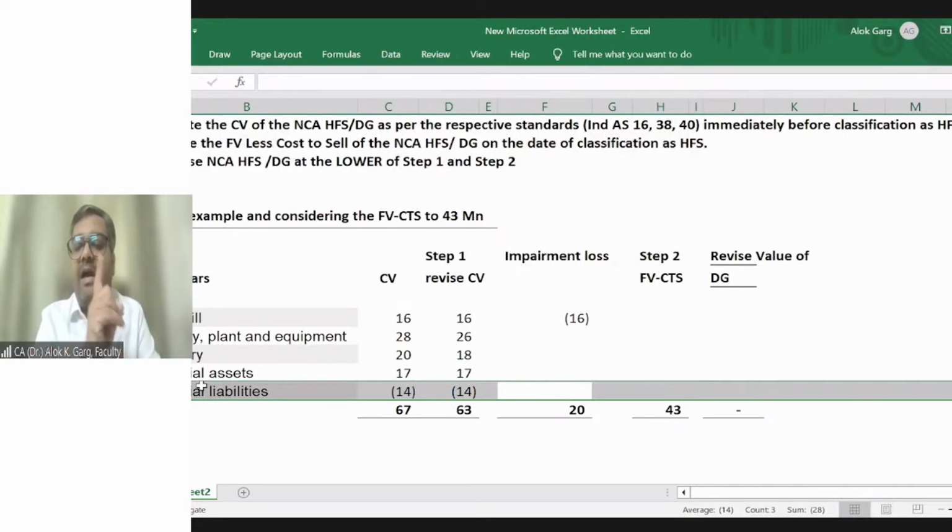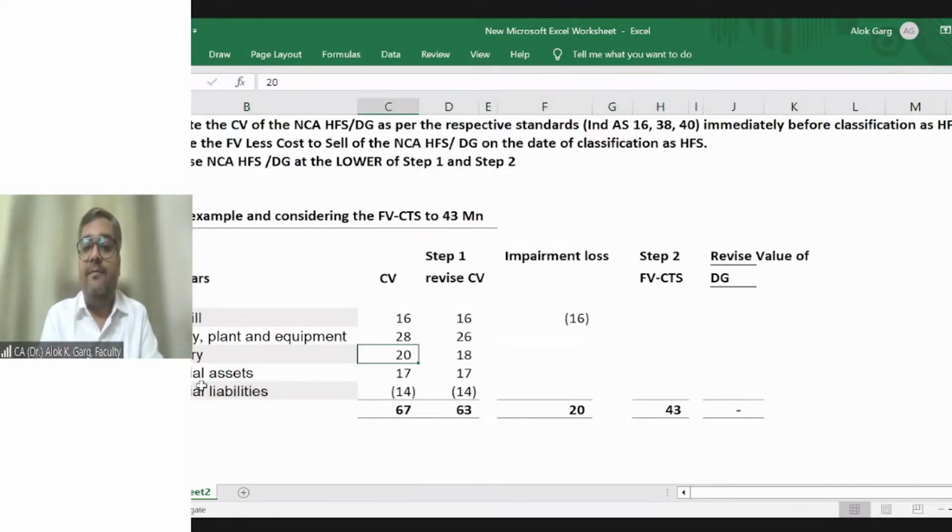But one thing you have to keep in mind while allocating the impairment loss on the group of assets: you should consider that the impairment loss will not be allocated to those assets which are already at fair value. Friends, in this case, inventory. What is the mechanism of computing inventory? What is the measurement method of inventory?